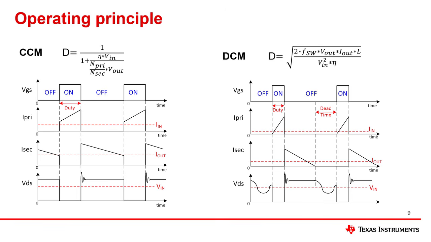Like other topologies, also a Flyback converter can operate in the continuous conduction mode, called CCM, or in the discontinuous conduction mode, or DCM. In continuous conduction mode, shown on the left side, the current through the inductor never reaches zero. In DCM, the current will go to zero in every switching cycle. As you can see from the formulas, in CCM the duty cycle is only dependent on the input voltage, the output voltage and the turns ratio. In DCM, however, it also depends on the output current and the inductance. Both operation modes have advantages and disadvantages.